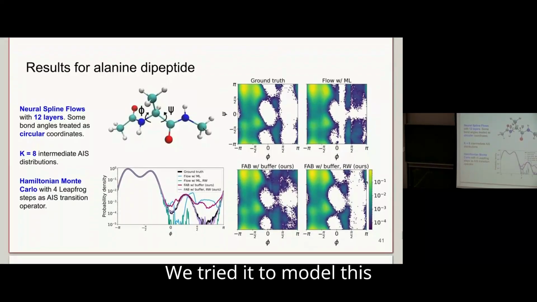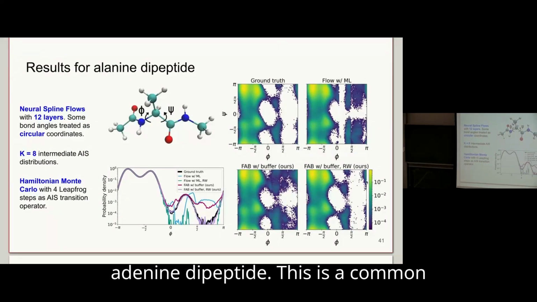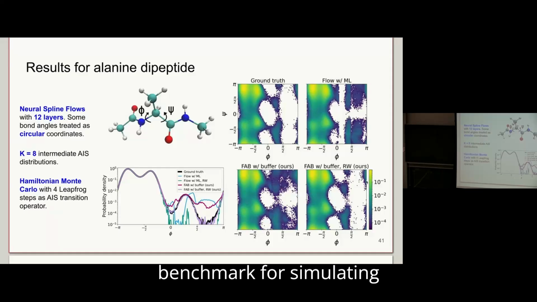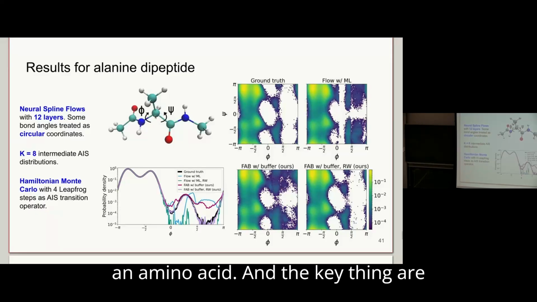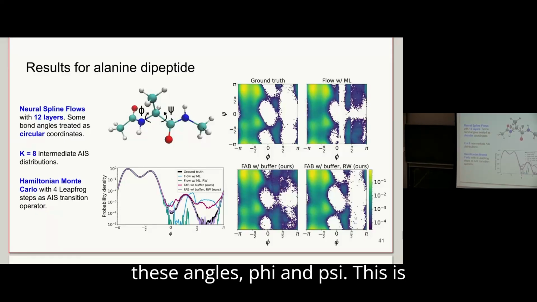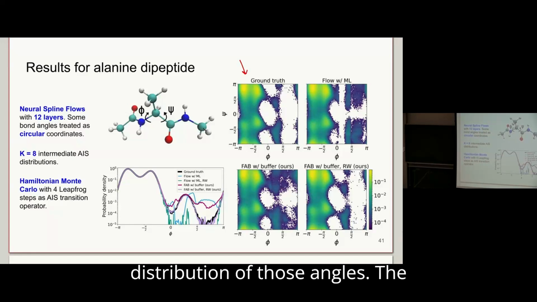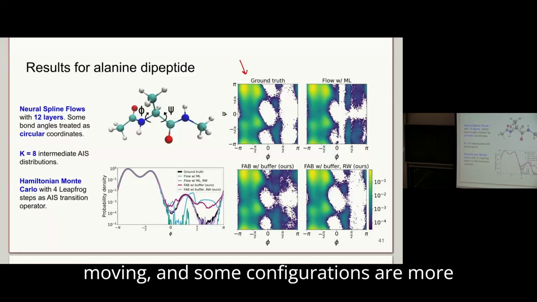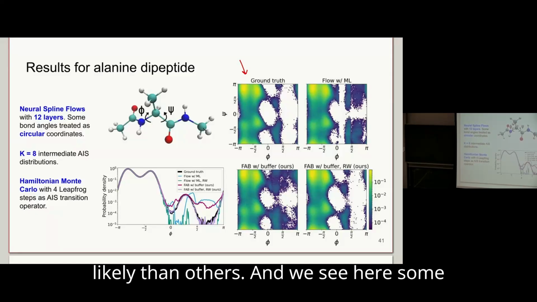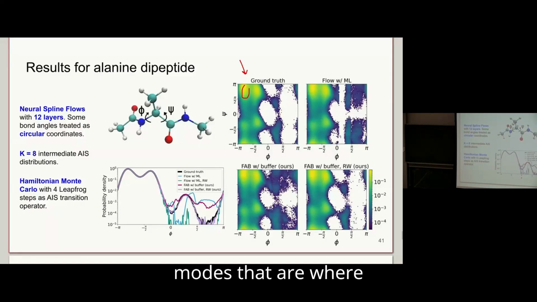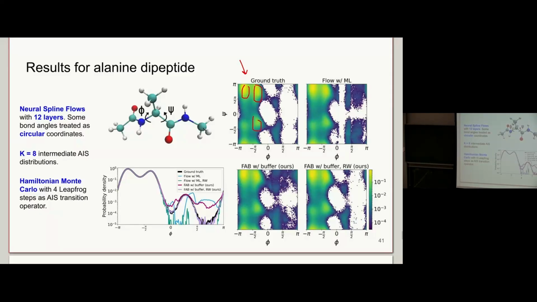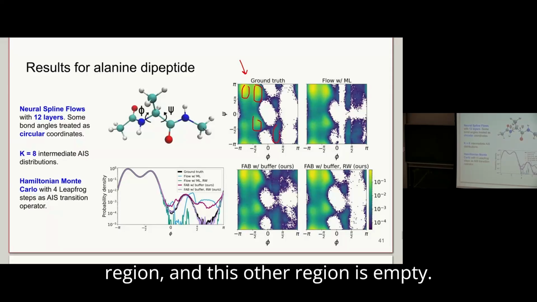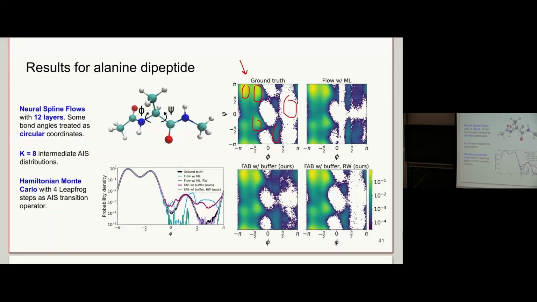We tried it to model this alanine dipeptide. This is a common benchmark for simulating molecules. This is a small molecule, just an amino acid. And the key thing are these angles, phi and psi. This is a ground truth histogram of the distribution of those angles. The molecule is going to be vibrating and moving, and some configurations are more likely than others. And we see here some modes where the angles are quite likely to happen. You have very small modes in this region, and this other region is empty.